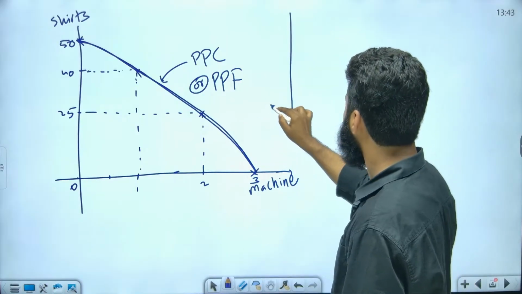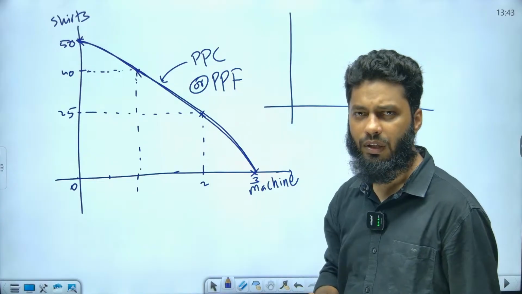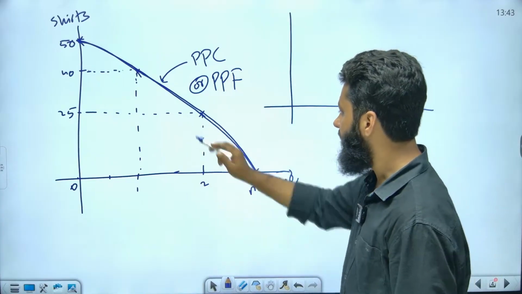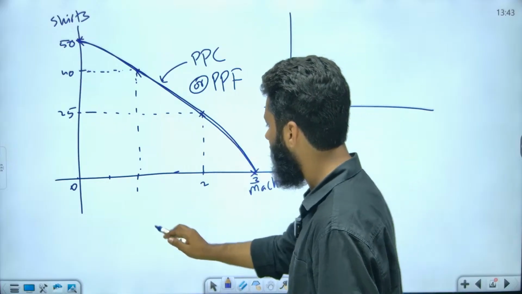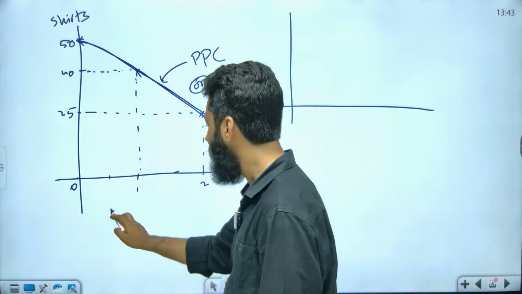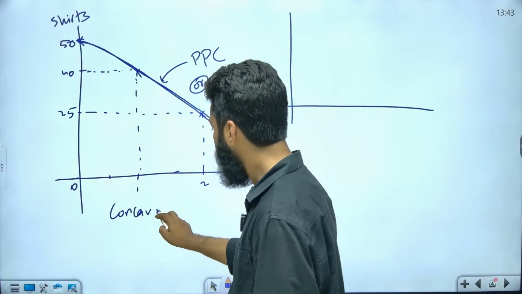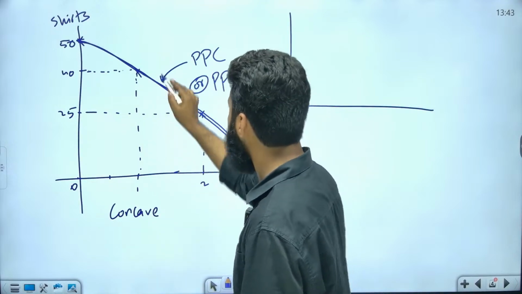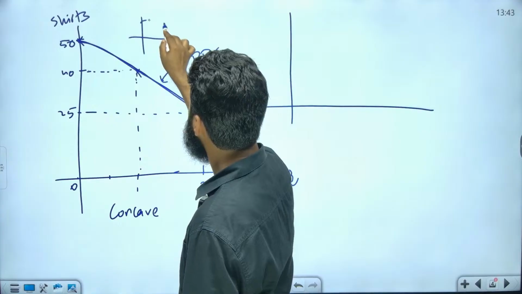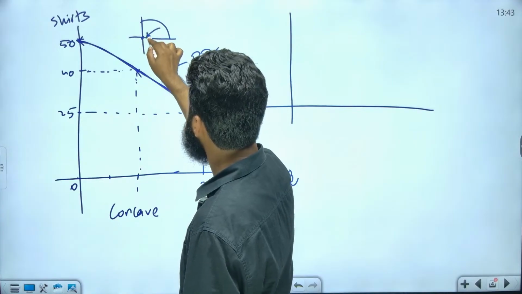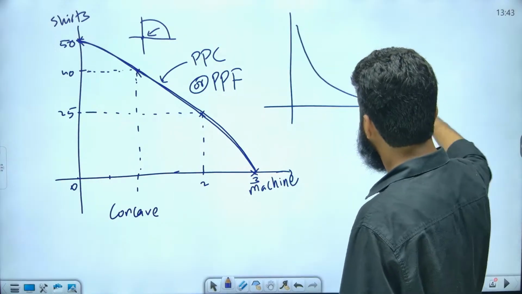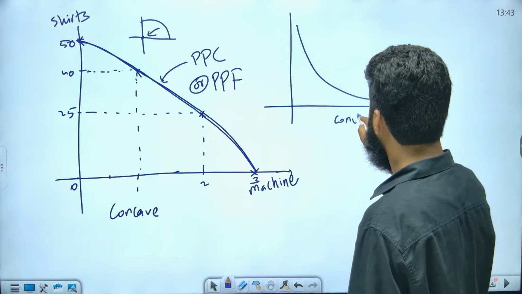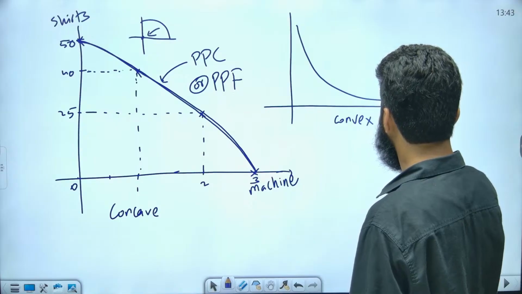Now you have to understand one thing here. This production possibility curve can be of different shapes. This is concave towards origin. So this particular production possibility curve is concave towards origin, right? It is like this. The graph can also be convex in nature. Convex PPC, convex production possibility curve.